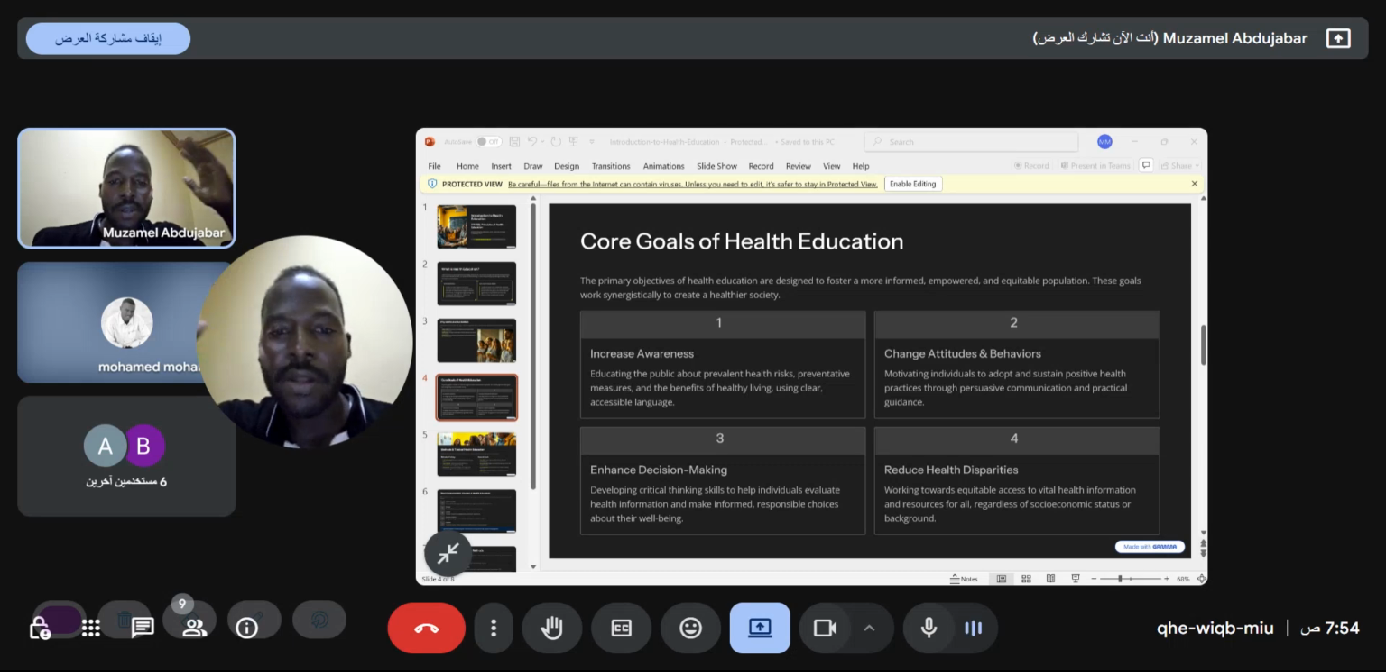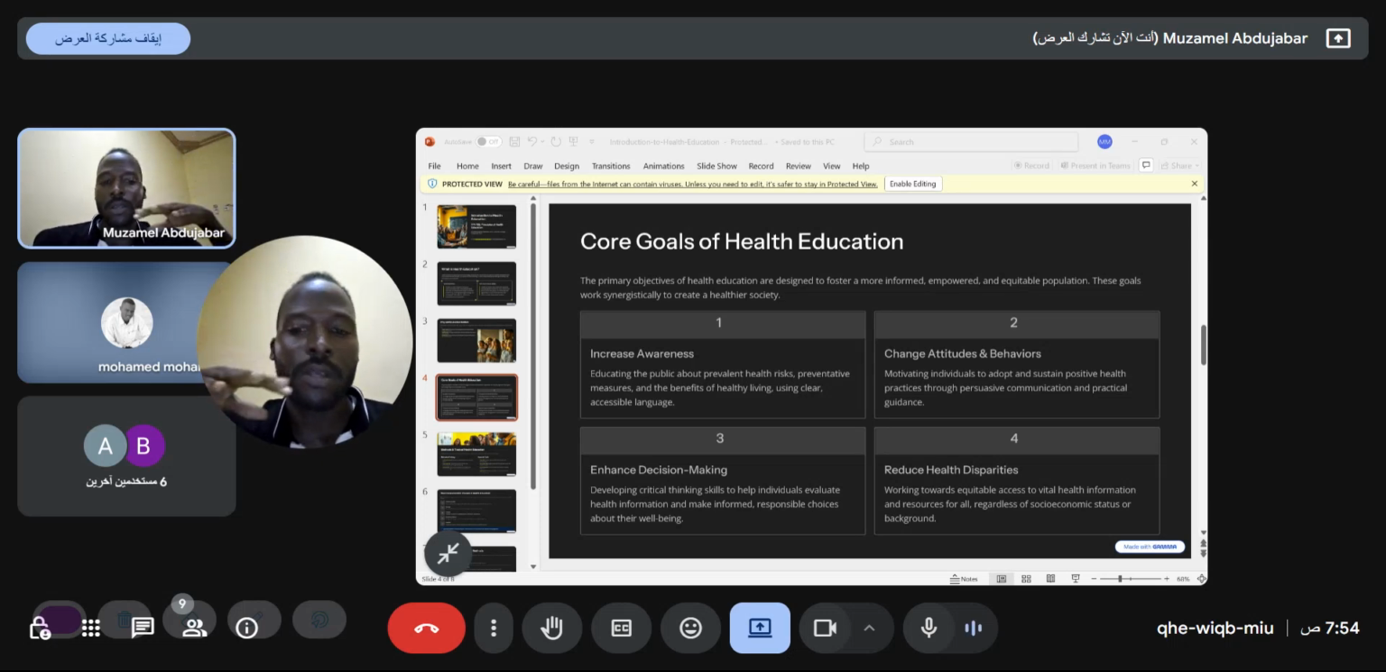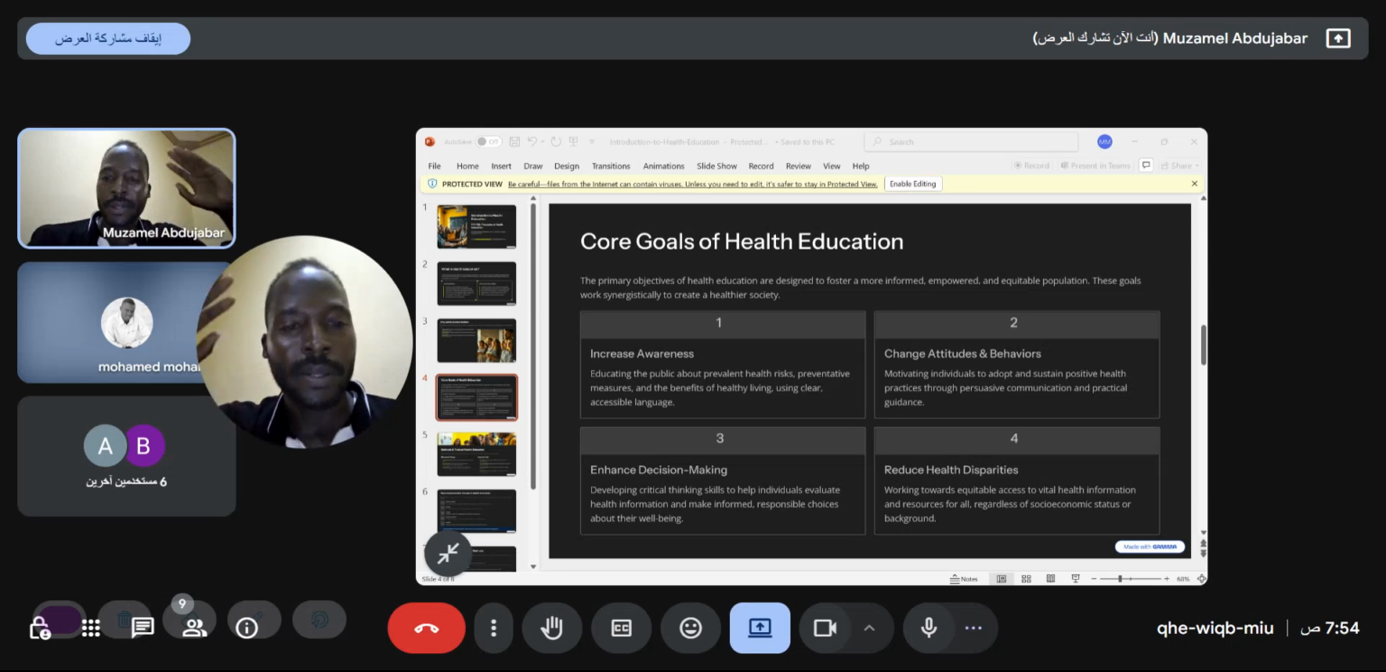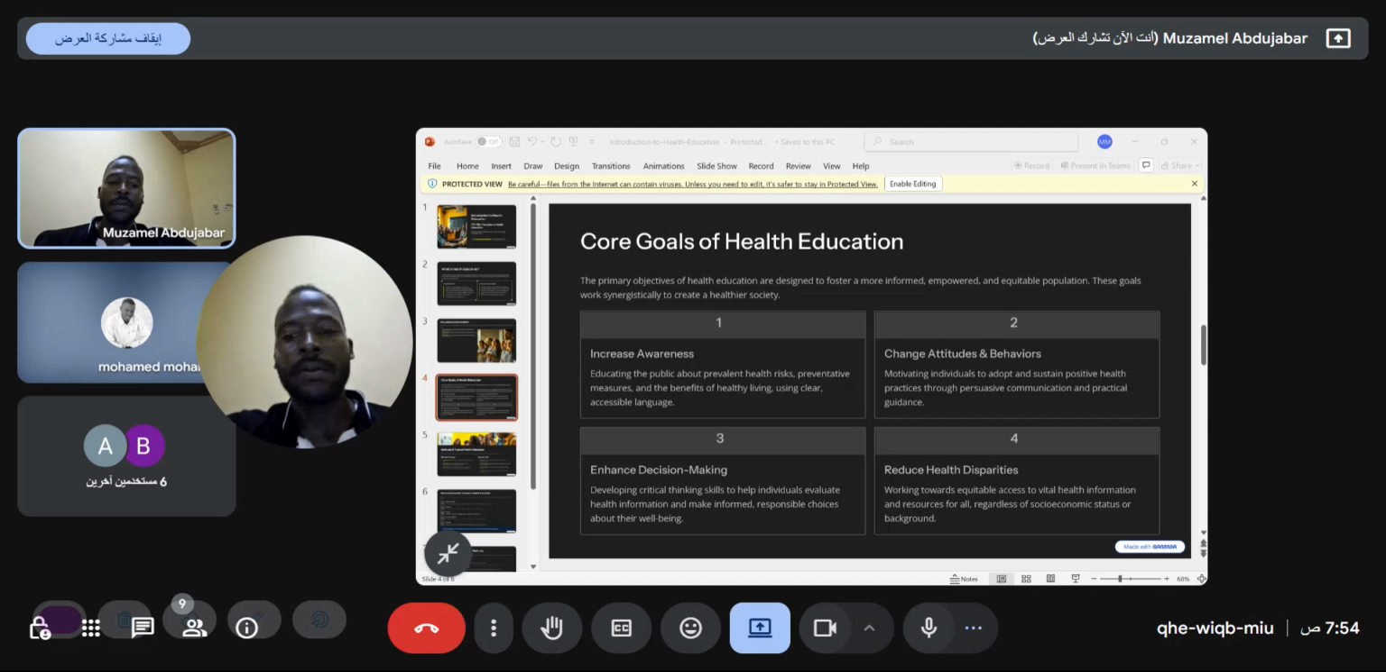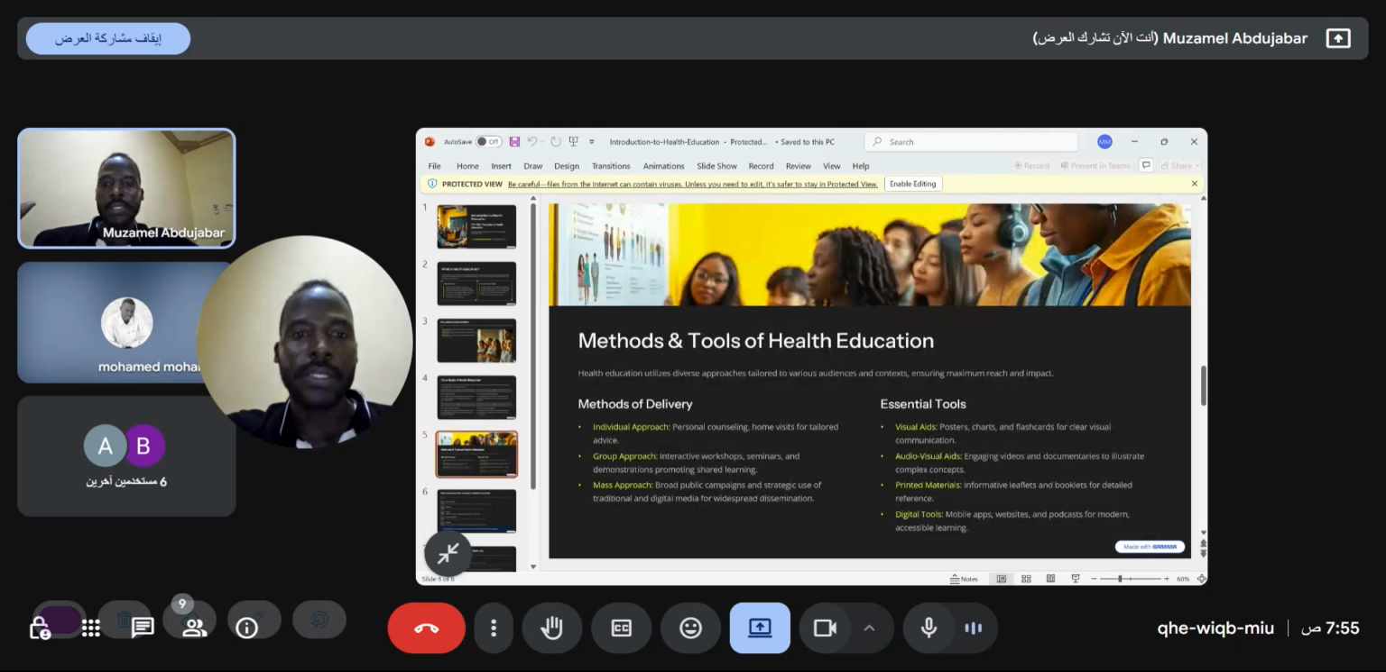The third objective of health education is to reduce health disparities. Health information can be shared by all people, and all people can benefit from it. There is no disparity between people. This is the main objective of health education.